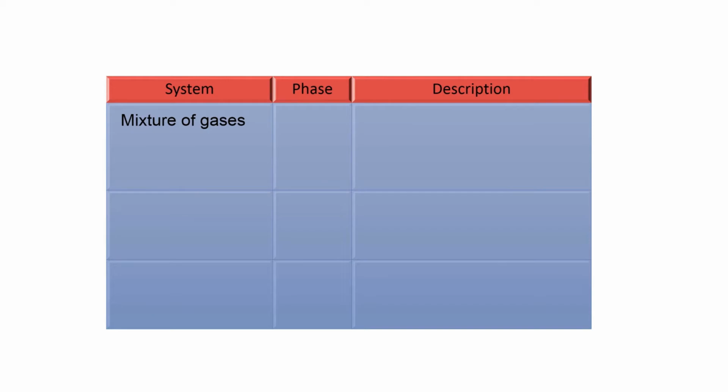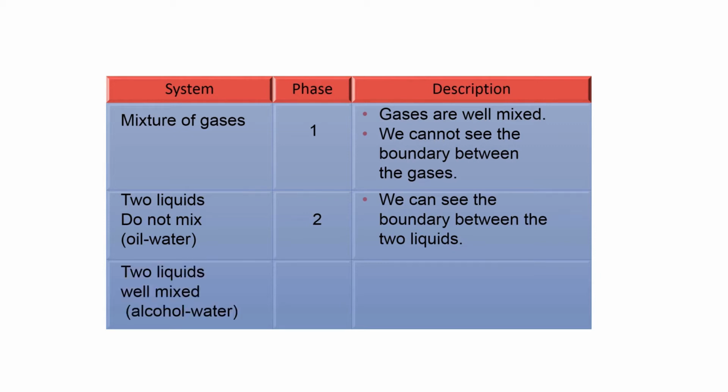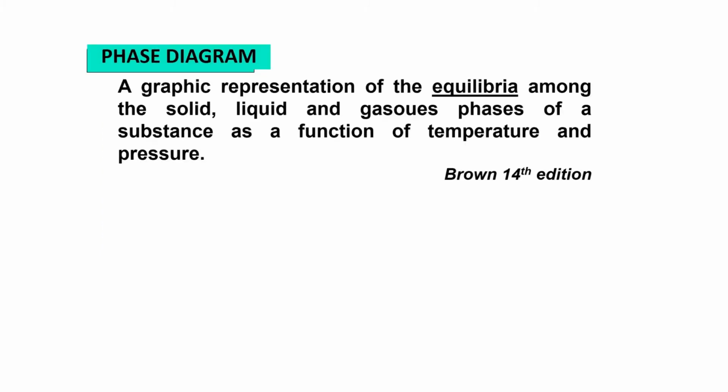So here we can conclude for different systems: a mixture of gases is only one phase because we cannot see the boundary between the gases. Let's say we have two liquids that do not mix together. Then two phases exist because we can see the boundary between the two liquids. And a system with two liquids well mixed is only one phase, because we cannot see the boundary of the solutions.